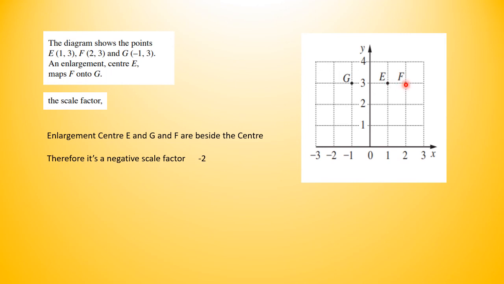So from E to F you have a distance of 1, but from E to G you have a distance of 2. So from the center, you're going to enlarge F onto G. You can see the gap of 1 has become a gap of 2. So E is the center of the enlargement. Because F and G exist on both sides of the center of the enlargement, we call it a negative scale factor of 2. This distance is 1, so this distance is 2. So F has doubled its distance and gone to G. So we call it a scale factor of negative 2.